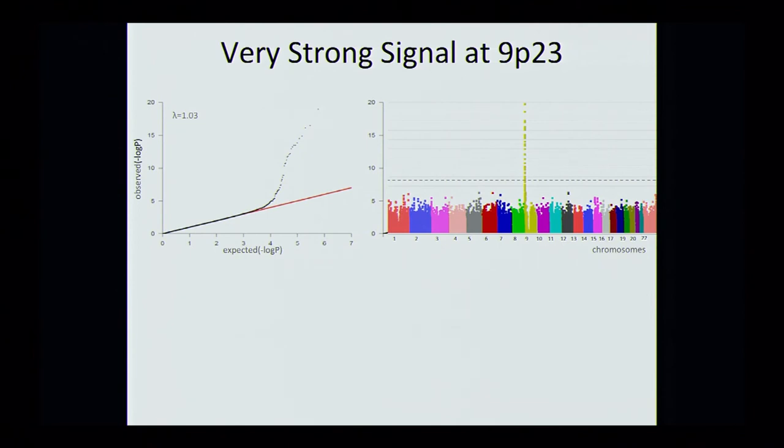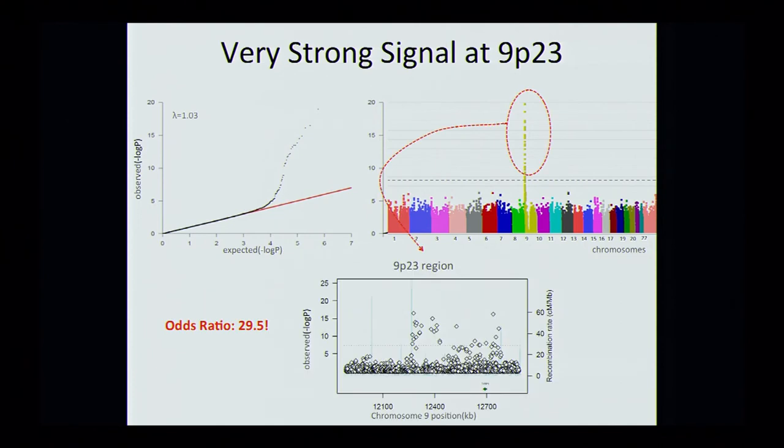Within this region, there's actually a single gene that is associated, and it's not some predicted hypothetical gene. It's an actual real gene with honest-to-goodness research that people have done on it. In fact, the association has an odds ratio of 30, which I challenge anyone out there. I think it's still the largest odds ratio with a GWAS.